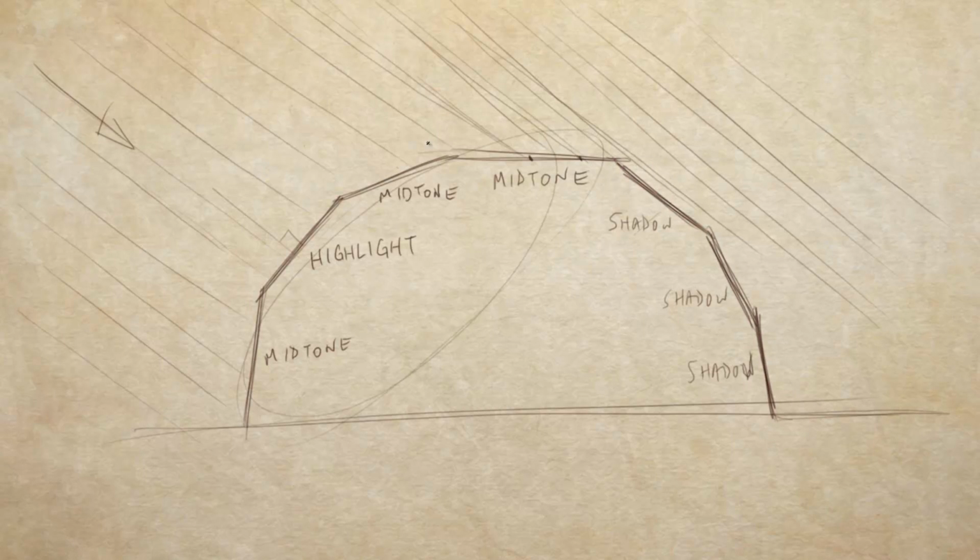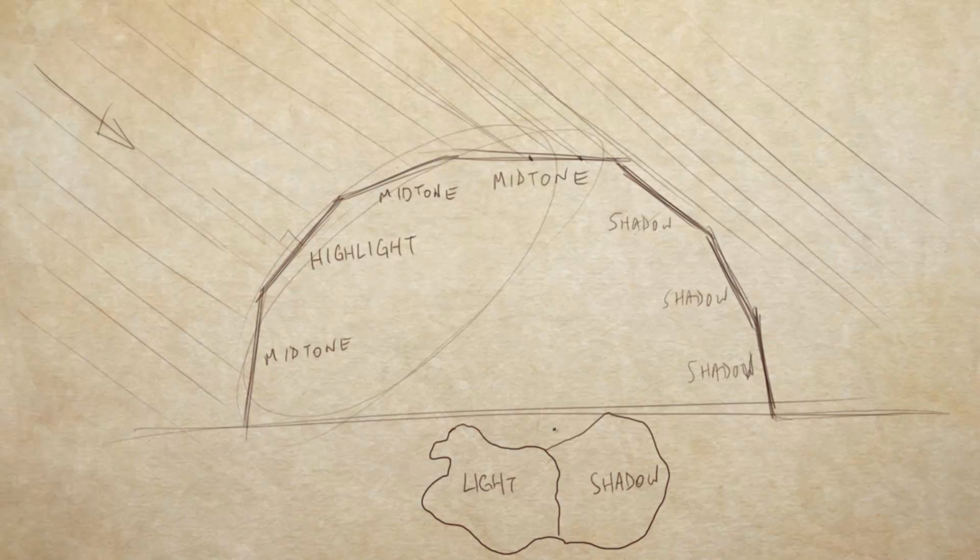But these are going to be light. And you can think of it as two families, or two countries. So say we had these two countries, and this is the country of light, and this is the country of shadow. And they're separated by a border. So where would that border be? Well, in this case, it would be right here. The border is always in between midtone and shadow. That's where the border is.